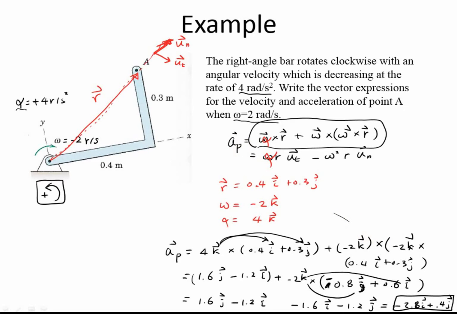So if I just draw that, this is negative 2.8, so this is our x right now. So the acceleration is like that. This is negative 2.8, and it has a positive j component, so it has this one. So this is negative 2.8, and this direction is 0.4. So the acceleration is in this direction right now.